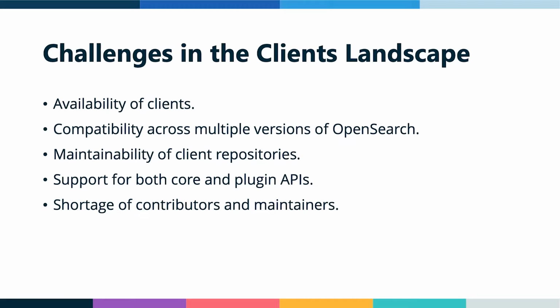Also, clients should be maintainable with GitHub workflows like auto backport, DCO checks, link checkers, and so on. Clients should have support for all APIs, meaning for both core OpenSearch and plugin APIs. For example, if you want to create an alert, you can use the alerting APIs in the clients to do that with the OpenSearch cluster.